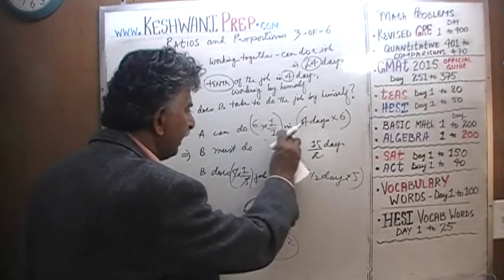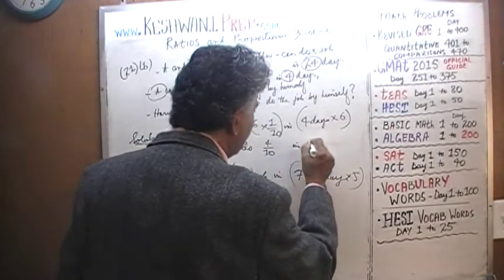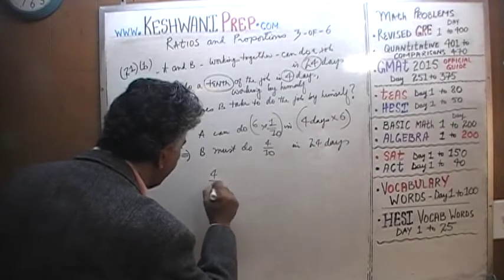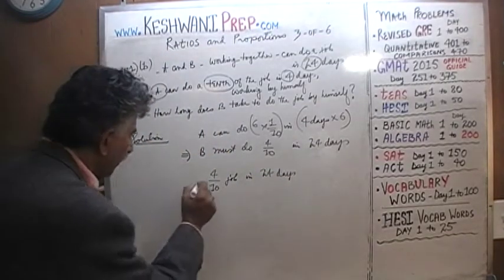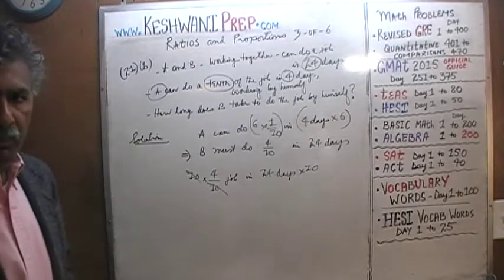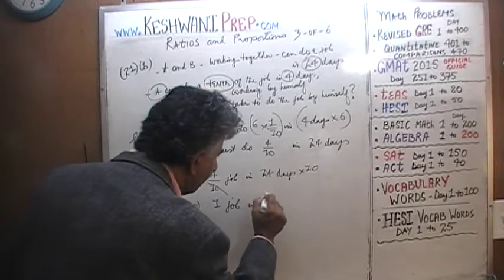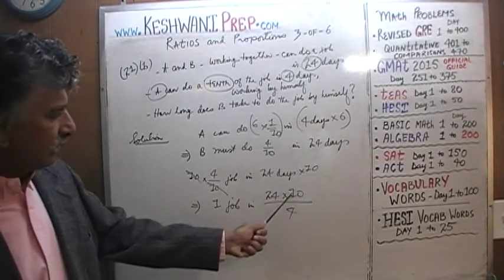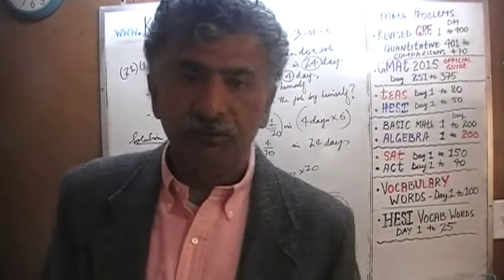That in turn implies that B must do the remaining job. If he's doing 6/10, this guy must do 4/10 in 24 days. And of course the rest is very simple. If B does 4/10 of a job in 24 days, multiply both sides by 10. He should be able to do exactly 4 jobs in 24 times 10, 240 days. But leave it like this. If he can do 4 jobs in this many days, that in turn implies that he should be able to do one job in 24 times 10 over 4, because you divide both sides by 4. 4 is going to cancel out with 24 by 6, and the answer is he should be able to do the entire job all by himself if he is given 60 days.